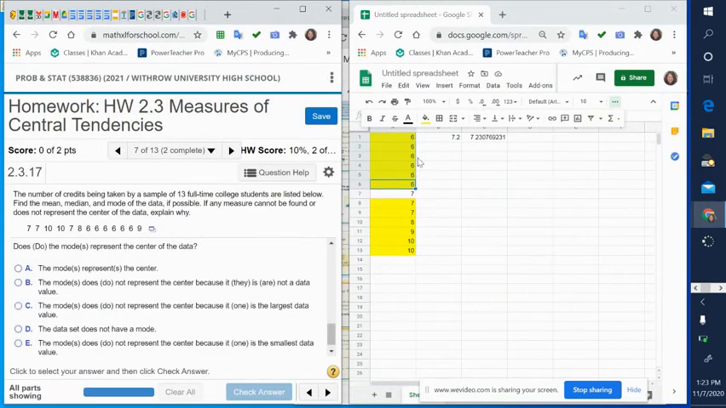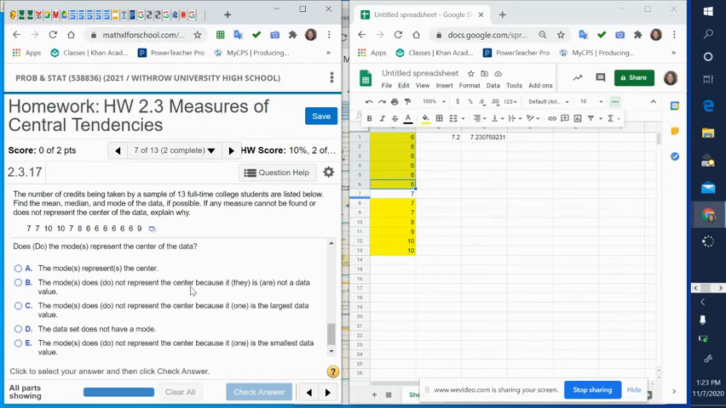And that everything else, the middle number was 7. The average was 7.2. 6 is kind of to the left a little too much. It's too small to be the middle. So I'm going to say no.